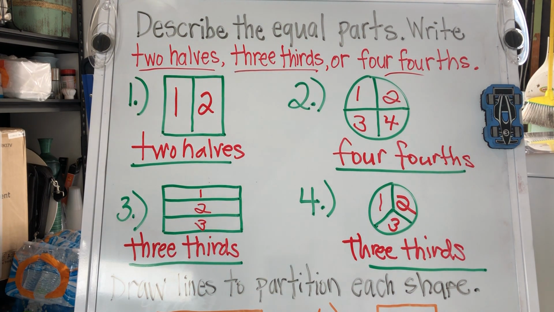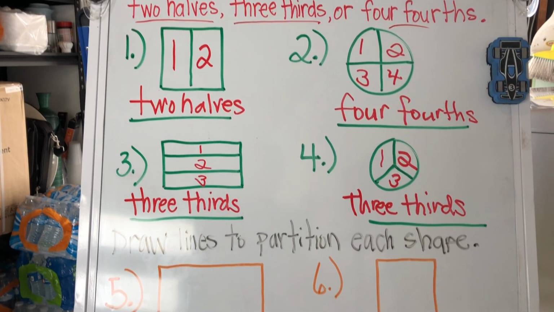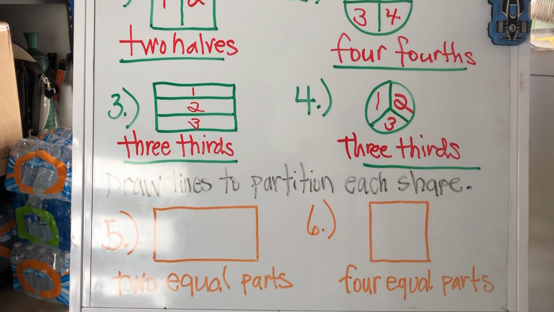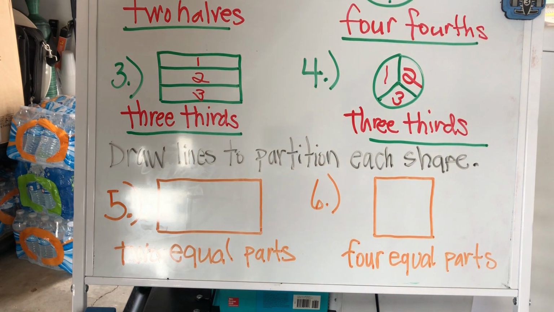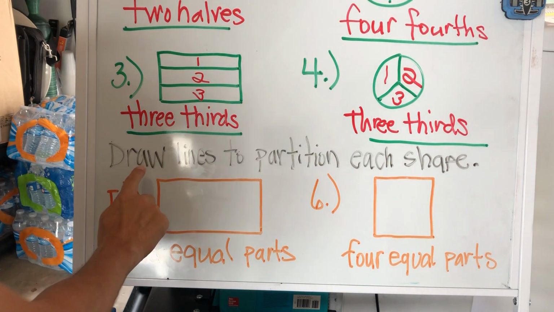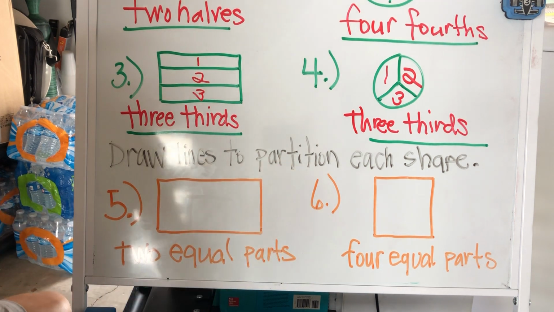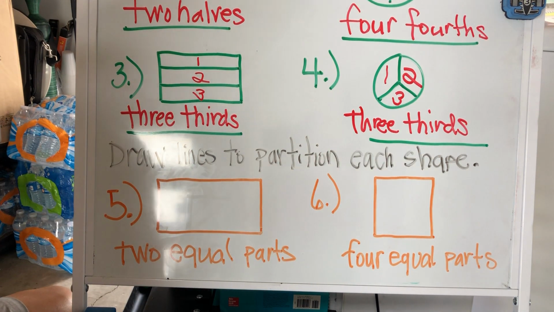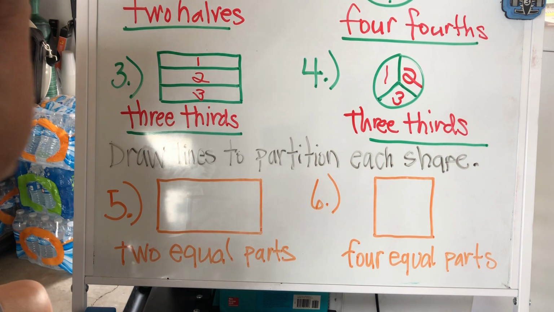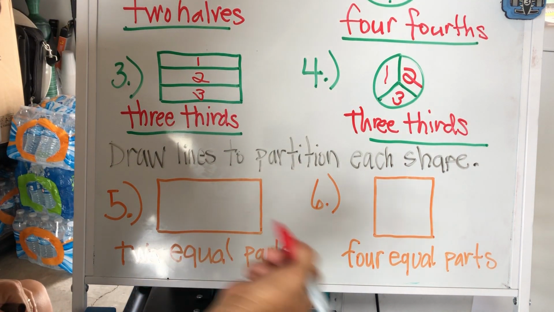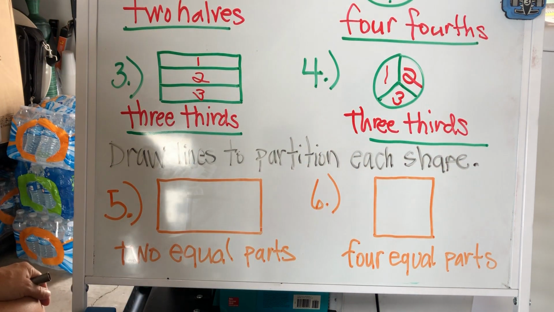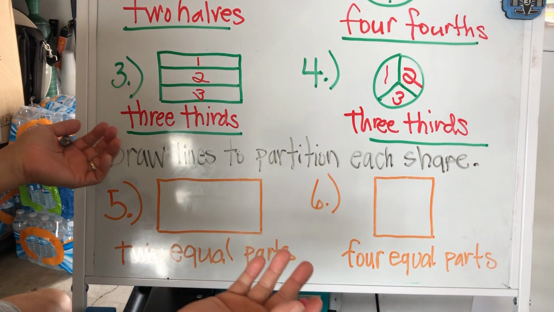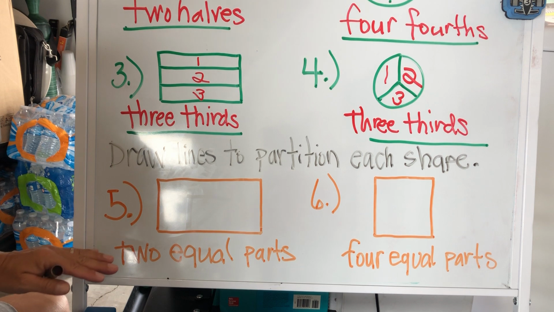So on the bottom, it says that we have to draw lines. We're going to draw lines to partition each shape. Now remember what partition means? I remember it means to separate. Draw lines to separate each shape. See, but I just don't know how many lines to draw, so I'm going to read my directions.